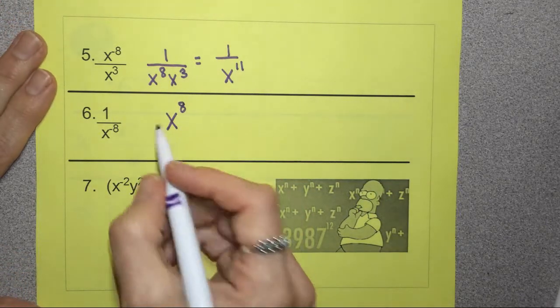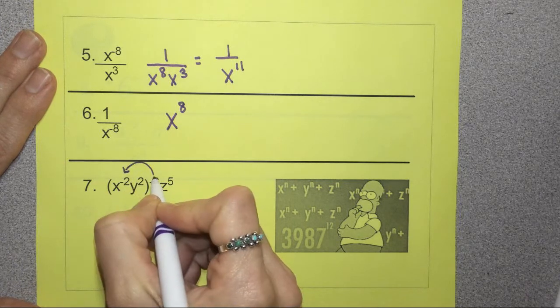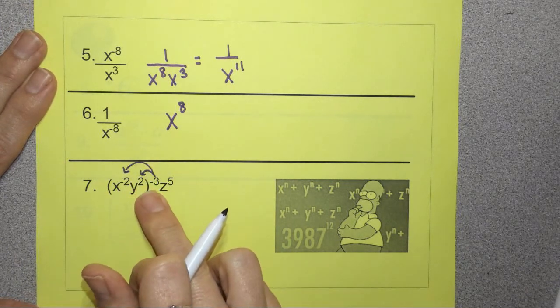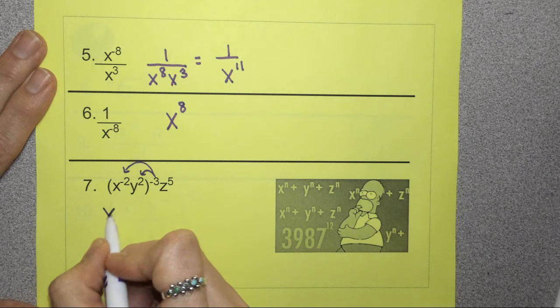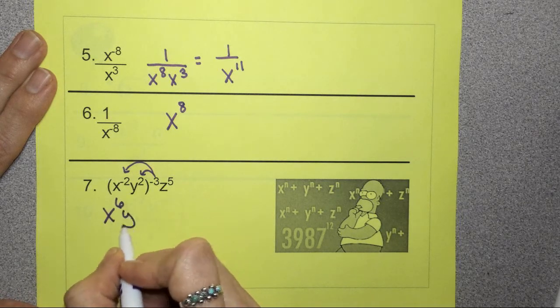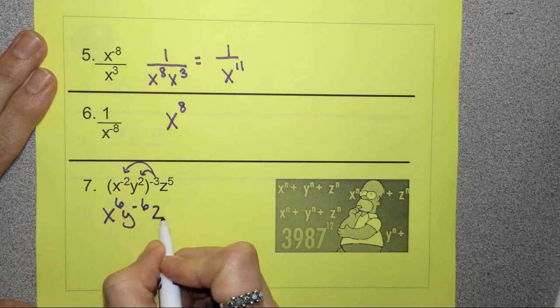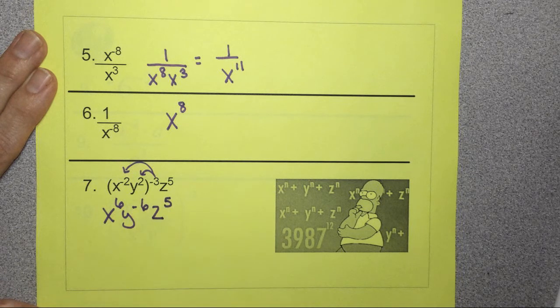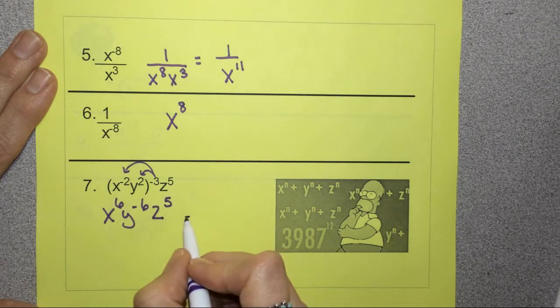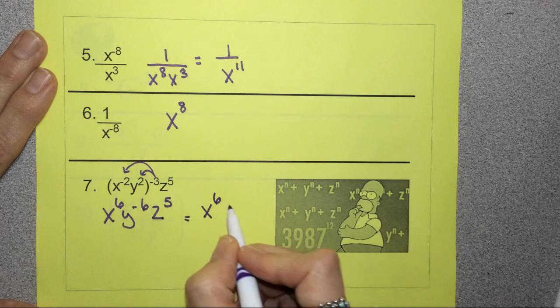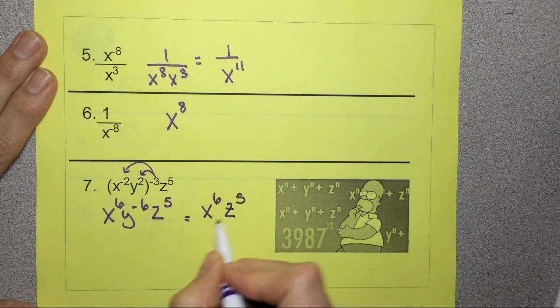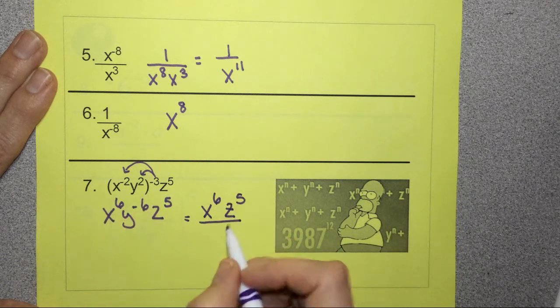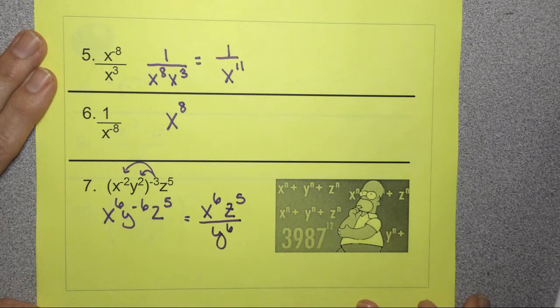On number 7, there are many ways to do this problem. I'm going to choose to distribute my negative 3 to each exponent first, and I get x to the 6th, y to the negative 6th, and I bring down z to the 5th. I have to fix my negative exponent, so x to the 6th and z to the 5th stay on top. That y to the negative 6th is going to move to the bottom.